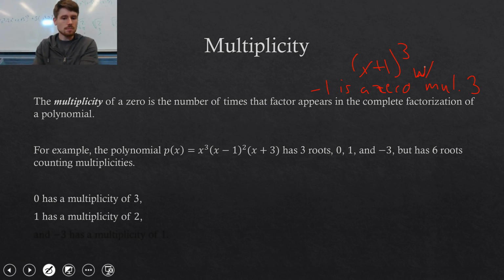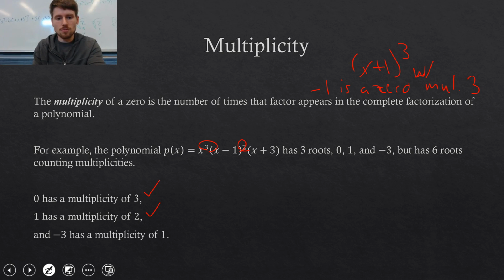1 and 1, because we have 2 factors of x minus 1. So it's got a multiplicity of 2. We have 3 factors of x. So 0 has a multiplicity of 3, and -3 has a multiplicity of 1 because there's no power up here, so you can assume it's raised to the first power. Okay, so that tells us what the multiplicities of each of those zeros are.